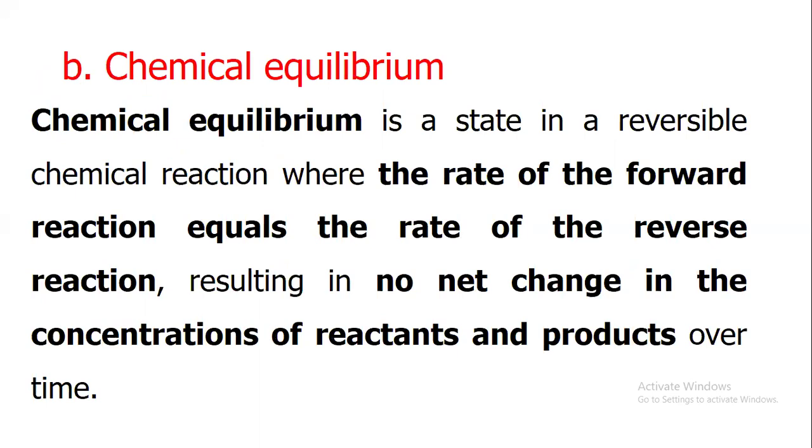Chemical equilibrium. Chemical equilibrium is a state in a reversible chemical reaction where the rate of the forward reaction equals the rate of the reverse reaction, resulting in no net change in the concentration of reactants and products over time.